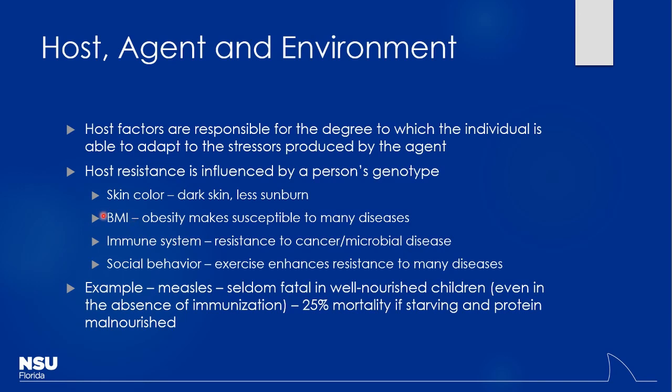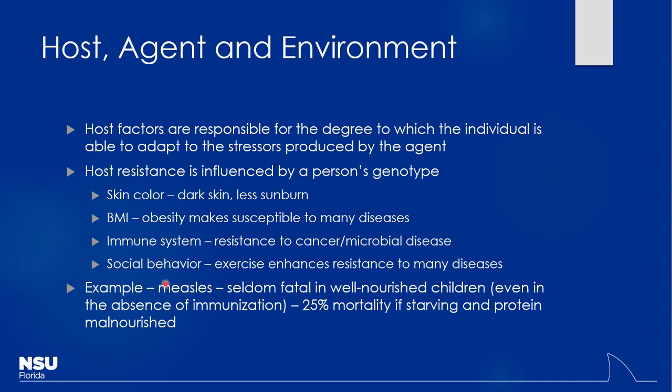For instance, with BMI, we know that as obesity becomes more prevalent, what sort of diseases are they more likely to develop? Diabetes, cardiovascular disease, stroke, all kinds of things, right? So looking at the immune system, right? Looking at this to see the resistance to, say, cancer or microbial disease. Obviously, you're looking at patients who are immunocompromised, they're more at risk for different infectious diseases, things like that. And then obviously social behavior. So for instance, if you're exercising, we know that definitely enhances resistance to a lot of different diseases, like the ones we mentioned with the BMI.